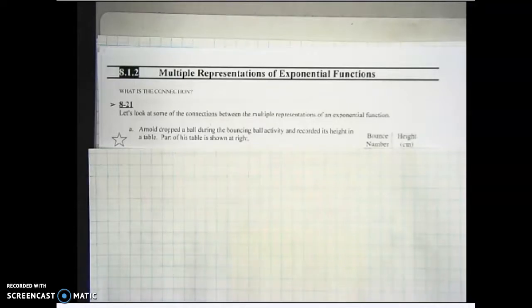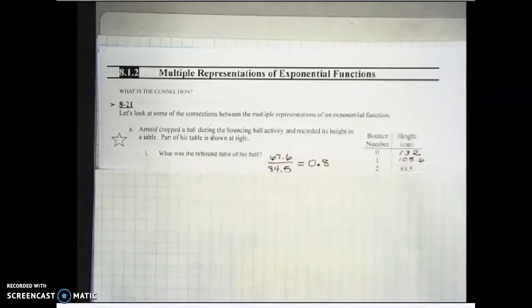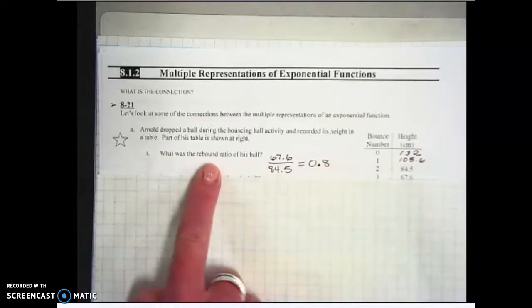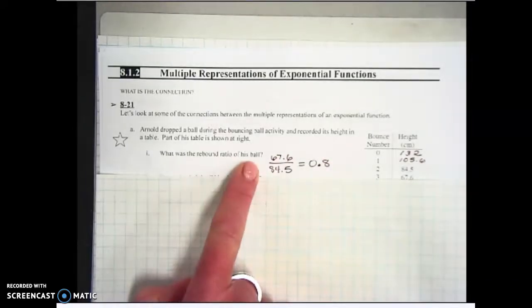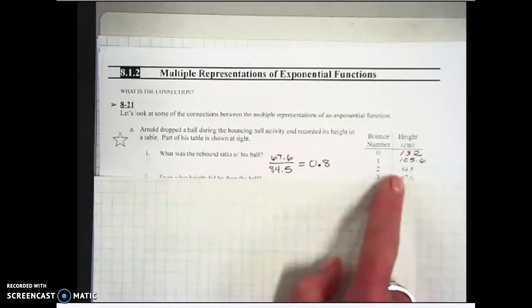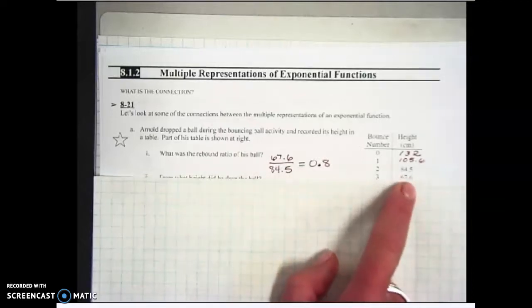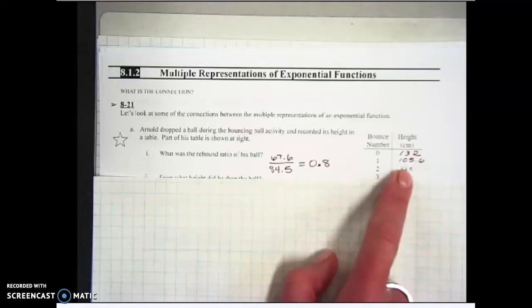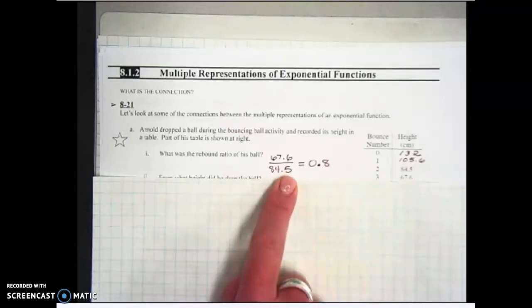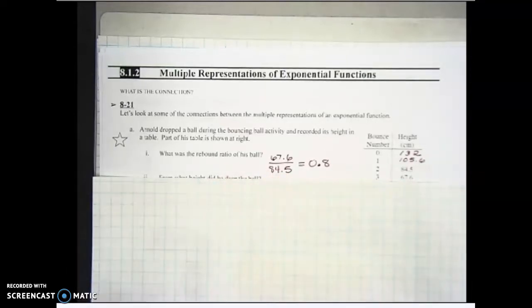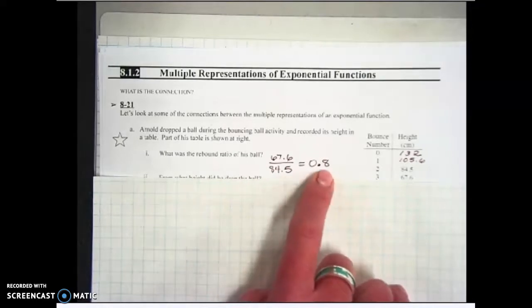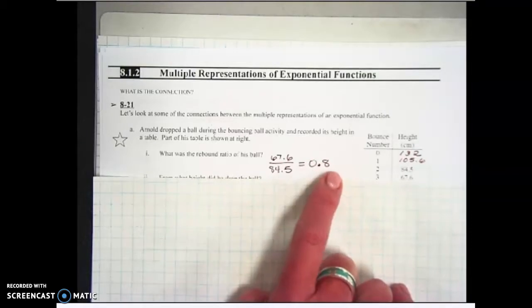Part A, Arnold dropped a ball during the bouncing ball activity and recorded its height in a table. Kind of like what we did way back when. Part of his table is shown at the right. They want to know what was the rebound ratio of his ball. So from the numbers that they gave us, we're going to take the 67.6 and divide it by the 84.5. If you do that on your calculator and then hit the equal sign, it's going to give you a rebound ratio of 0.8.